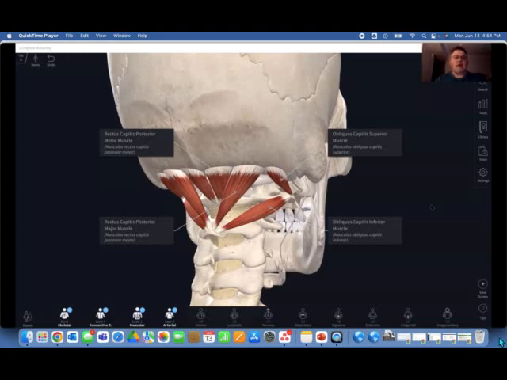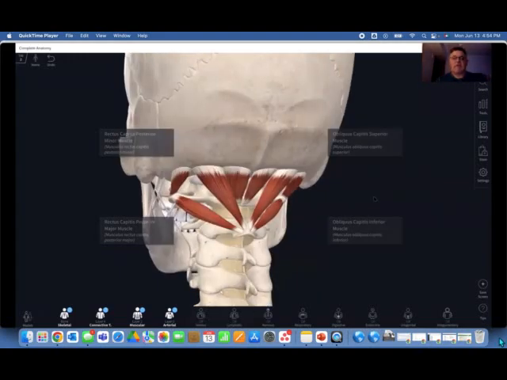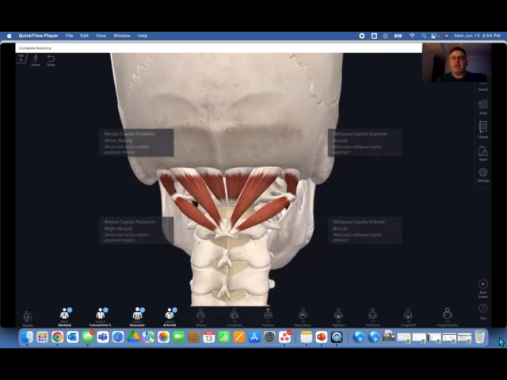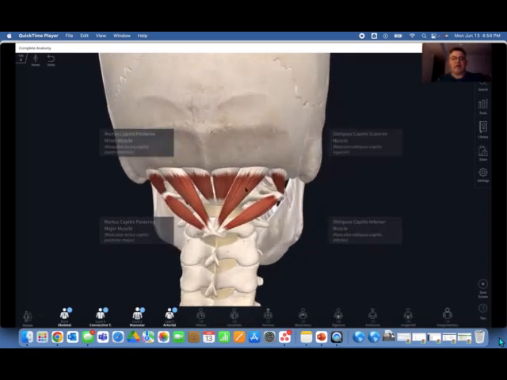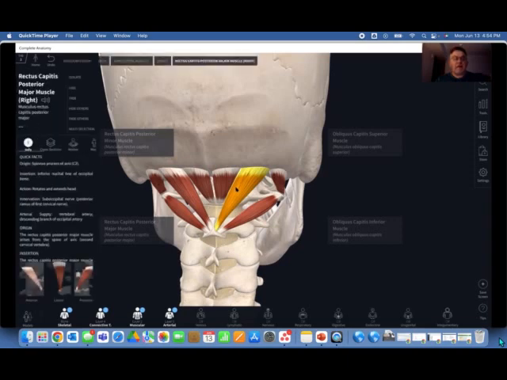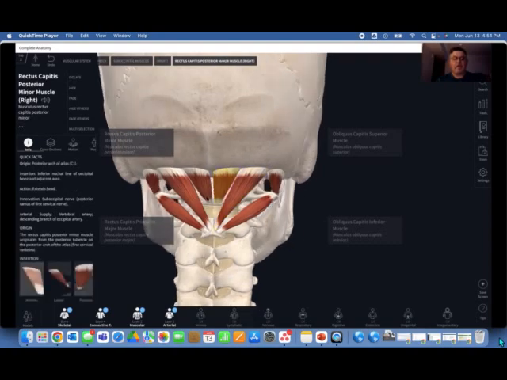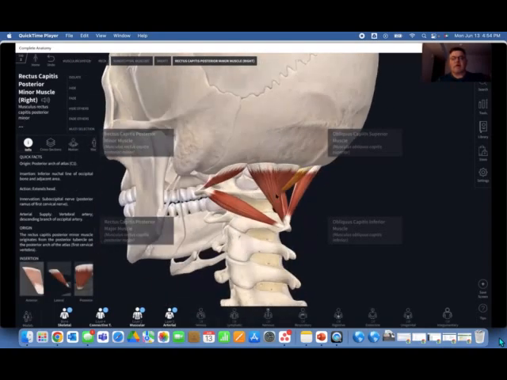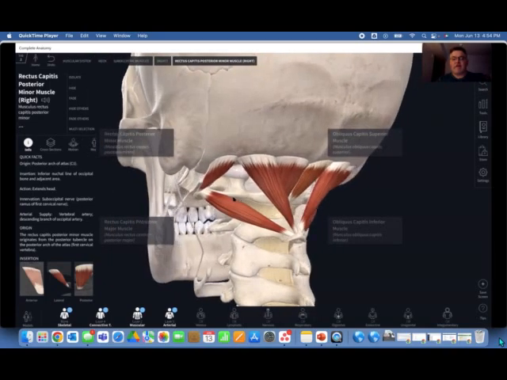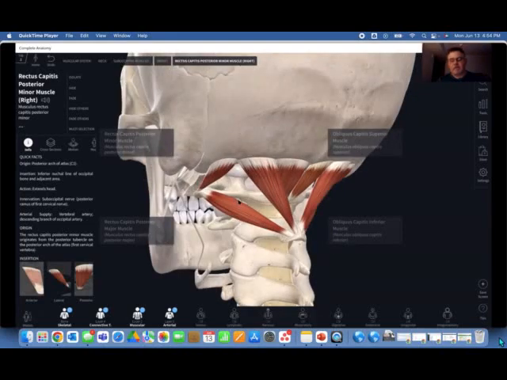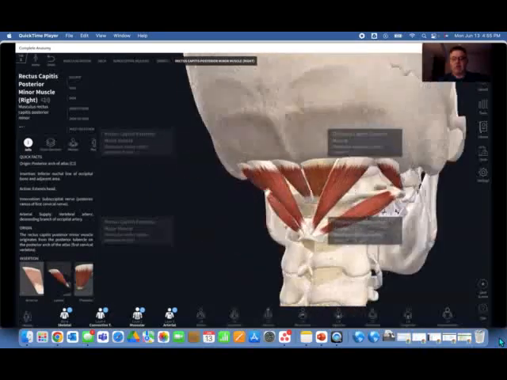Okay, so 3D anatomy of the suboccipital muscles. Four on each side. Here we'll look at the obliquus capitis superior and the obliquus capitis inferior, those being more on the lateral aspect. And then medially we have rectus capitis posterior major and rectus capitis posterior minor. So let's look at some of the three-dimensional aspects of these. You'll notice there's a lot of similarity in origin and attachment of these small little muscles.